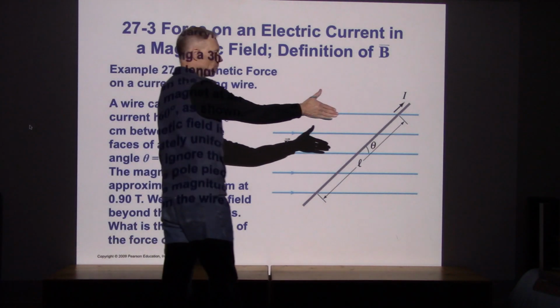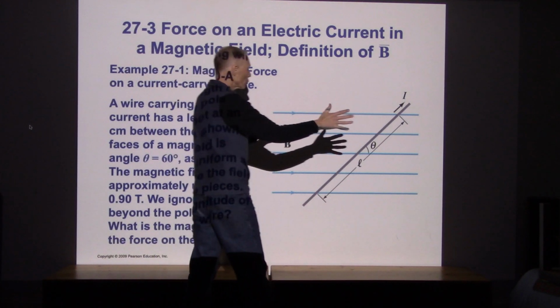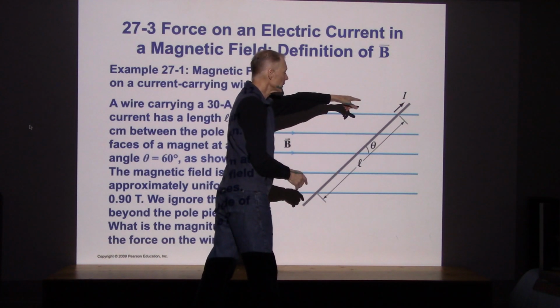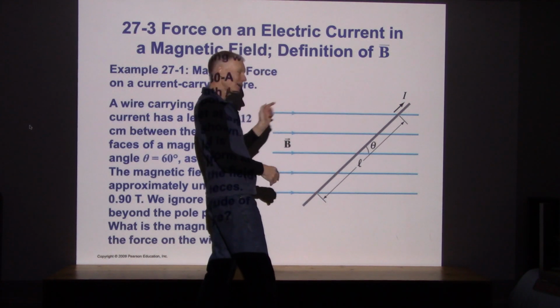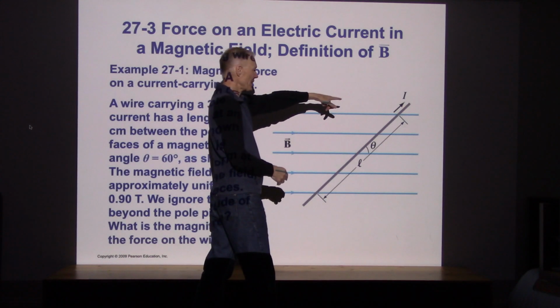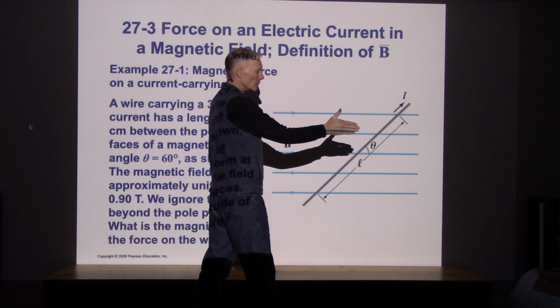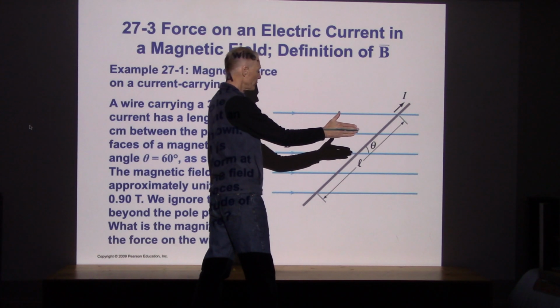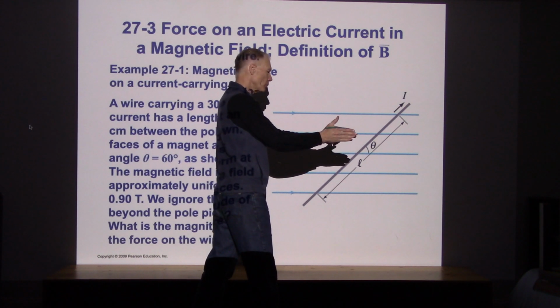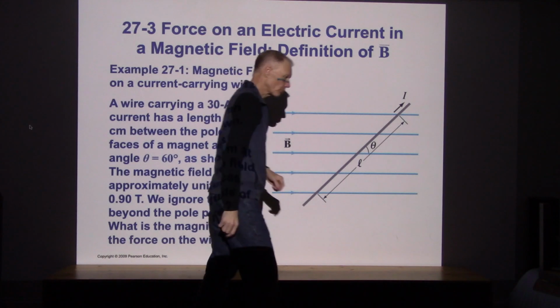Again, if I'm using a right-hand rule, I'm working with current, and if I think of current as a bunch of positive charges going in the direction that the arrow indicates, then thumb is in that direction, fingers are in the direction of the field, and V cross B will give me the direction of the force.